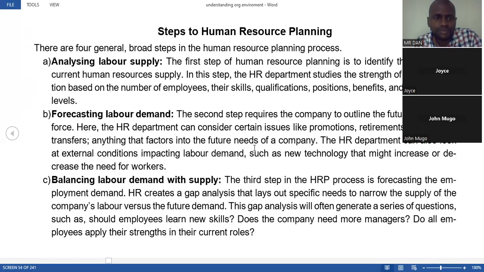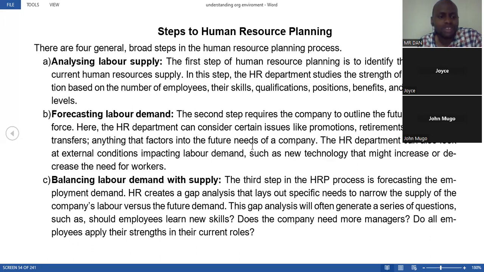So what are the steps of human resource planning? The first step, we are saying, is analyzing the labor supply. What is there in the market? Do we have the relevant qualifications that are needed so that as the human resource, we are going to look at the number of employees that we want? Are those employees having the skills that are required? Are those employees qualified in those positions? What are some of the benefits that they are going to add? And issues of performance level are also very, very important.